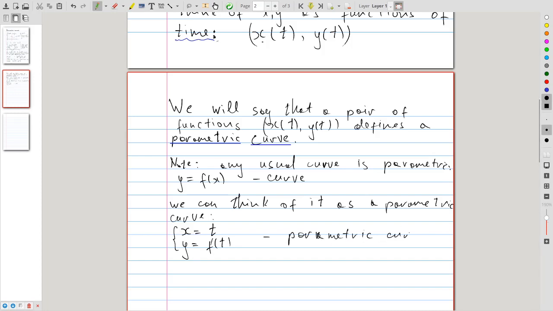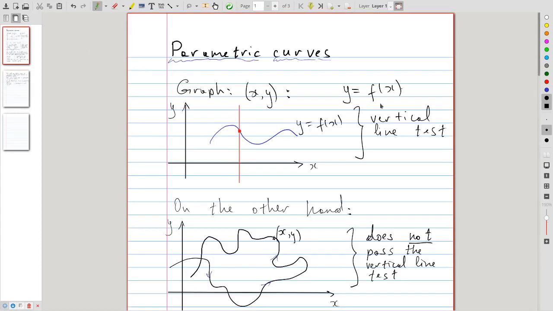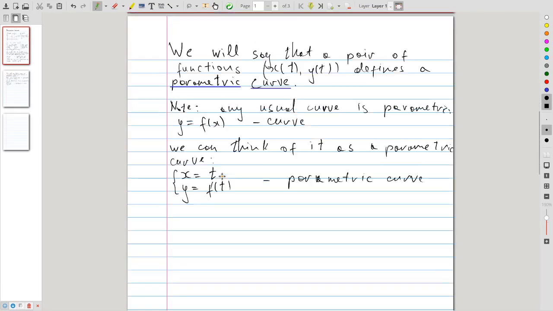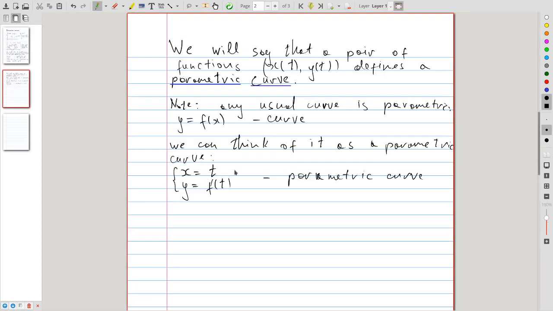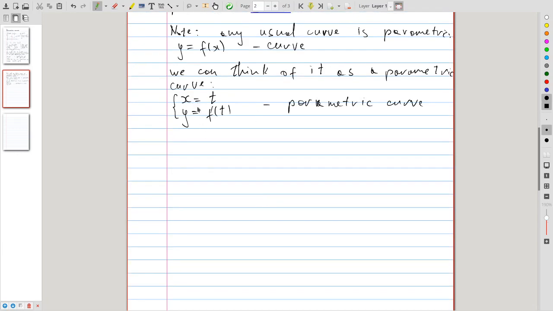So any standard Cartesian curve can be thought of as parametric if we agree to say, well, x is precisely time. And then as time goes by, our particle traverses this usual curve. So, in other words, parametric curves are a richer, a more broad class than the usual curves that we are familiar with. So let's talk about some examples to illustrate this concept of a parametric curve in detail.